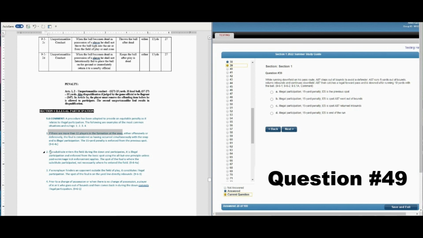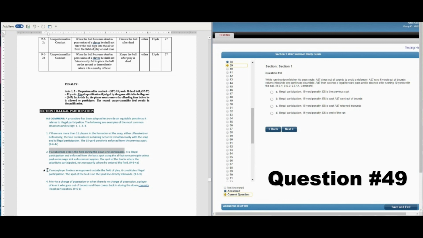Okay, one of the other ways that we can have illegal participation is a substitute enters the field during the down and participates. So the situation is usually there's 10 players on the field. The coach is either confused or he doesn't know there's 10 players, or the player doesn't know he's supposed to be on the field and he realizes it at the snap and he tries to get on the field. Okay? If he participates in any way, and basically if he runs onto the field, he's participating. So you're going to hit him with a 15-yard illegal participation.